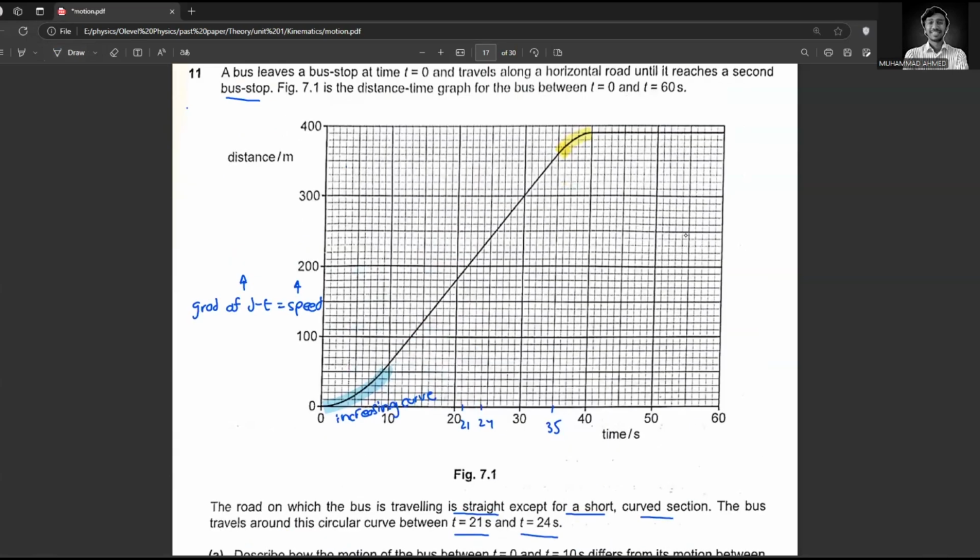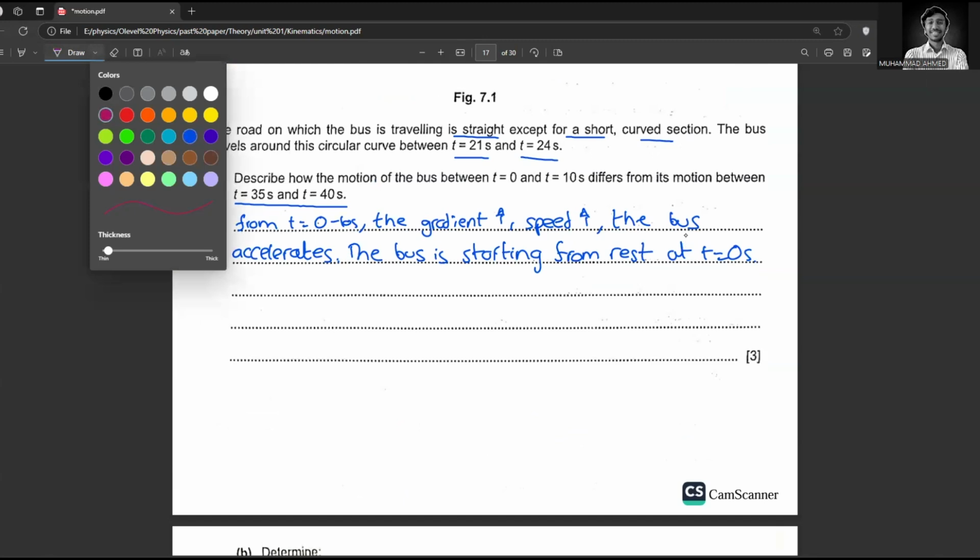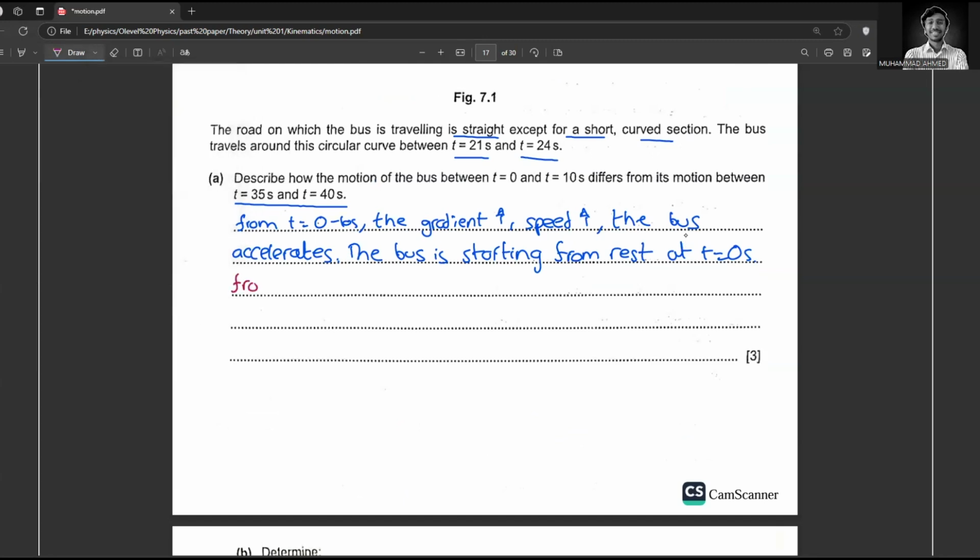You can say from 25 to 40 seconds. You can say from, let's do it with a different color. Let's make it a little beautiful. From time t equals 35 to 40 seconds, the gradient decreases. And as the gradient decreases, what will happen? The speed will decrease. As the speed decreases, this means the bus is decelerating. Decelerating.